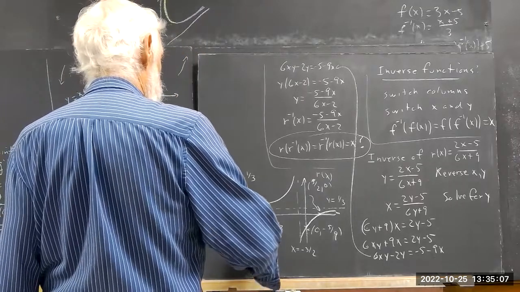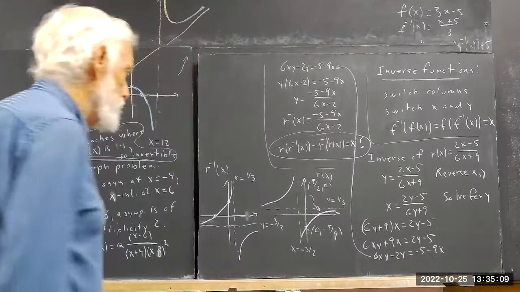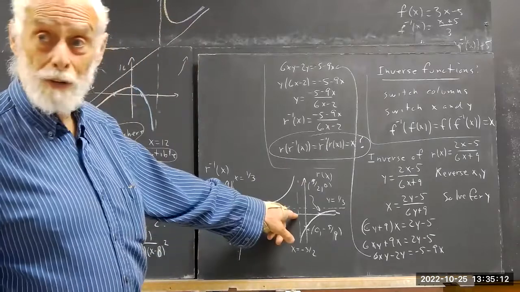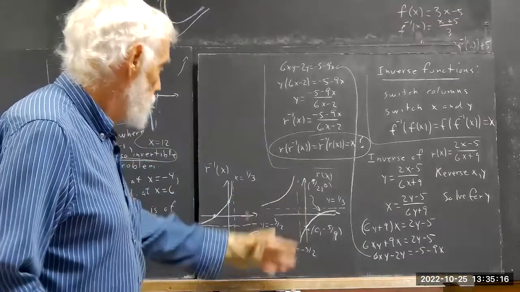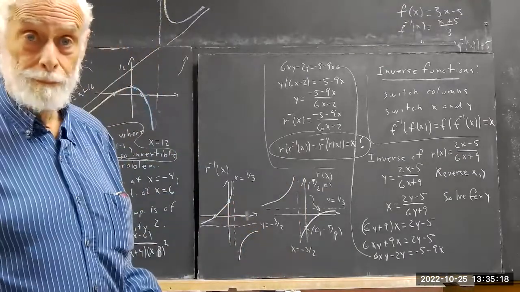So now this looks a whole lot like this, but it's really the reflection, because you see how the asymptotes reflect. Okay.